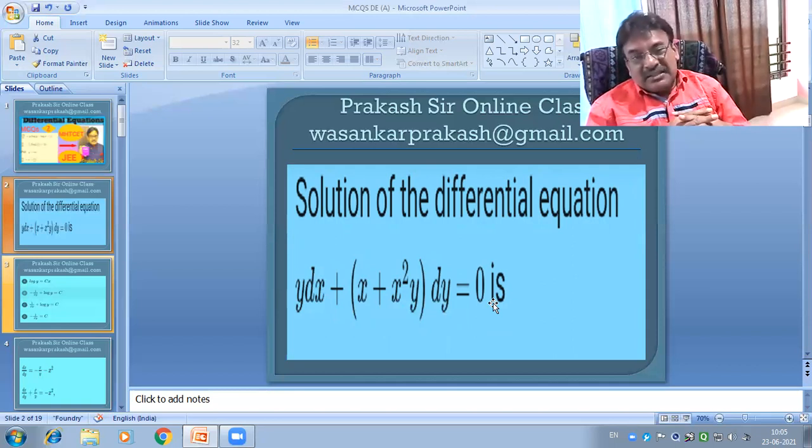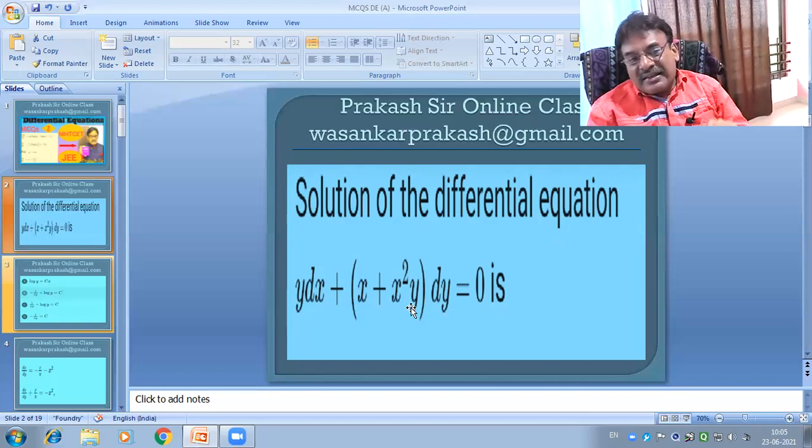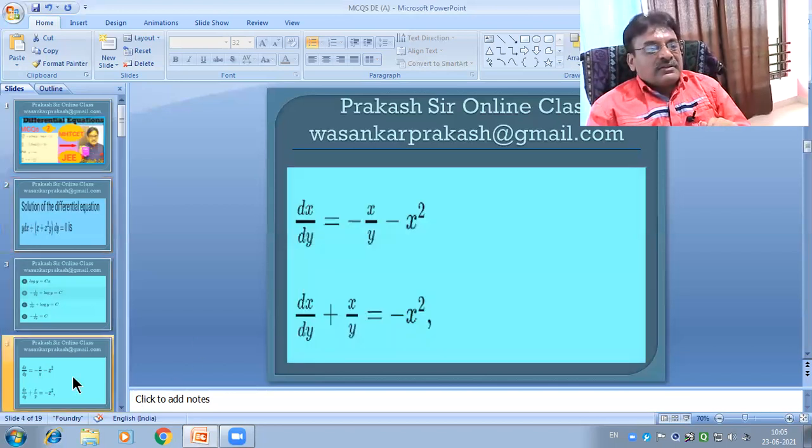This can be written as y dx equals minus x plus x square y dy. Then divide both sides by y. Then on the LHS, y gets cancelled. Then dx upon dy equals minus x by y minus x square by y. Then y gets cancelled, so we get this type of differential equation, that is dx upon dy equals minus x by y minus x square.